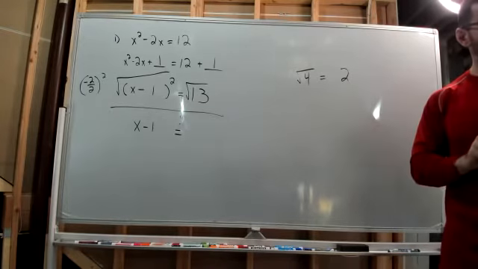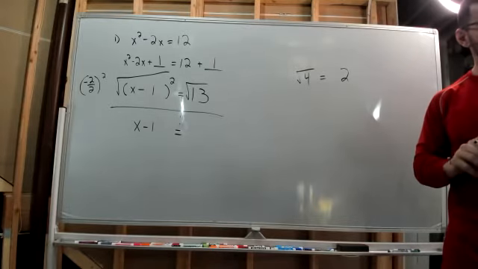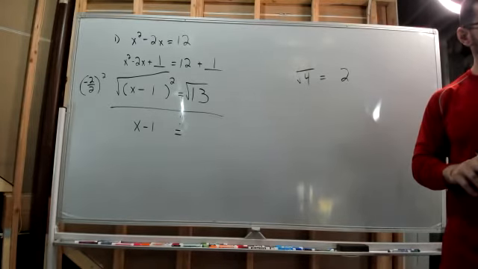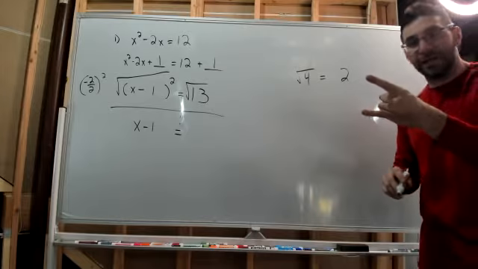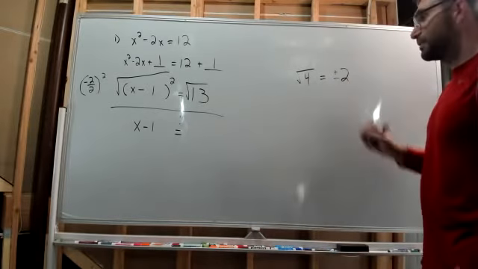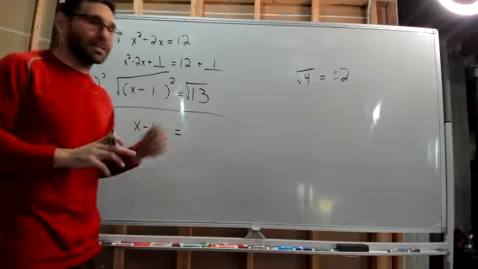What else is 4? What about -2 times -2? Does that equal 4? Remember, when we take the square root, we always have 2 answers. We have a positive and a negative. So as soon as I take the square root of 13, is this a perfect square?